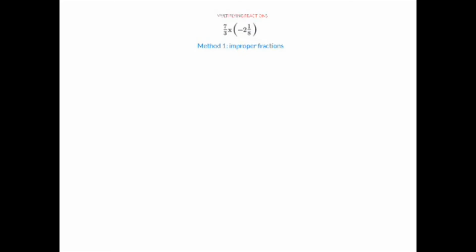And the method that I'm going to use is to use improper fractions. And so to do that, I'm going to convert my mixed number to an improper fraction as well. Now you'll notice that it says method 1. There are other ways of doing this. I find this to be the simplest, and so this is the one I'm going to focus on.